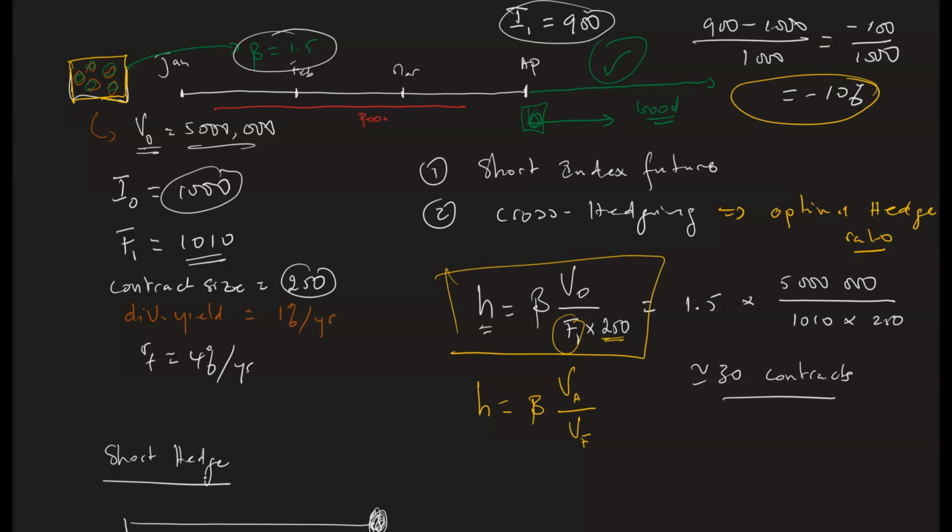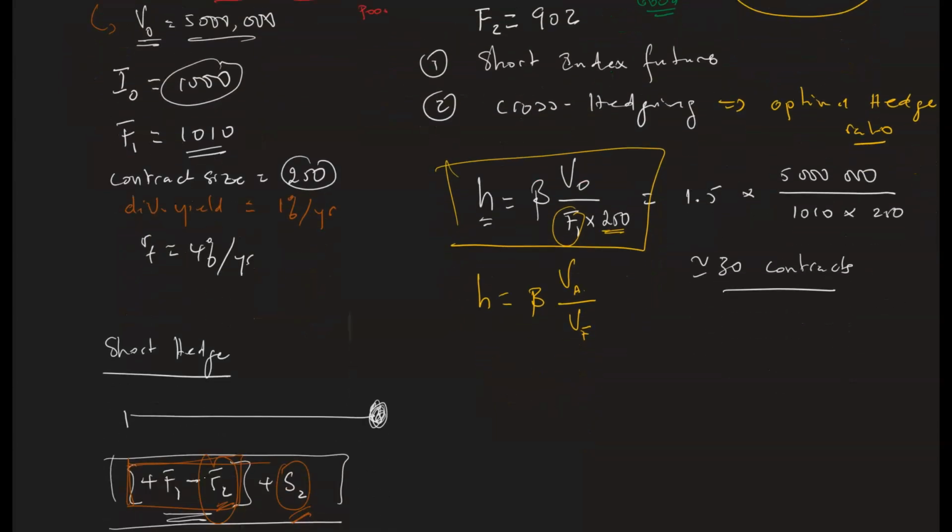Now, we are also given information about the futures price at this point. So the futures price at this point, F2, it turns out, is equal to $902. So we have pretty much all we need.